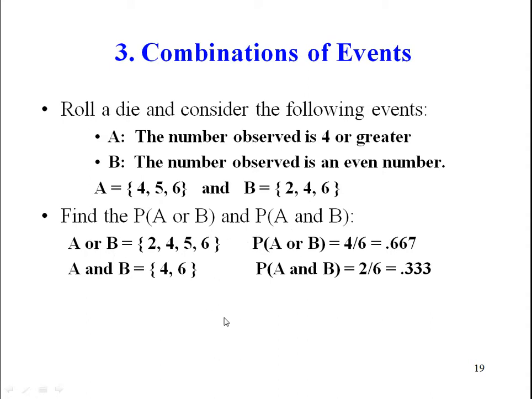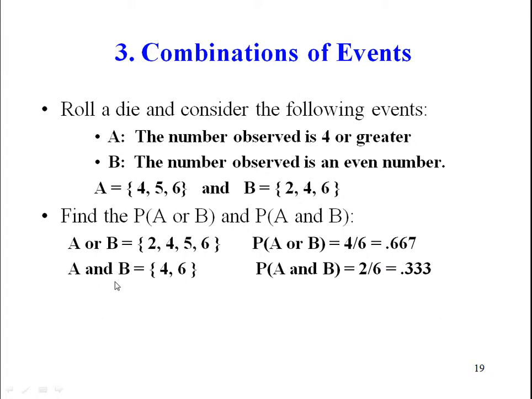Well, what is A or B? A or B means it's an A or B or both. So we have to combine these. Combining these, we get all of A and also this 2 and B. So 2, 4, 5, and 6. So the probability of A or B would just be 4 events out of the total 6, a roll of a die. You can either have 1, 2, 3, 4, 5, 6. So out of 6 possible outcomes, or 0.67.